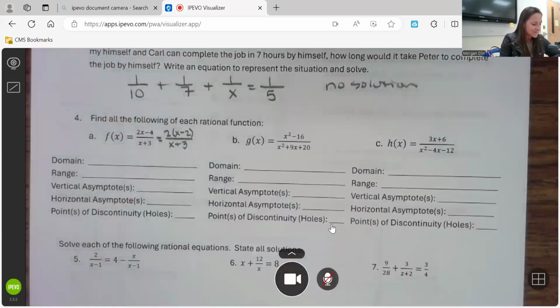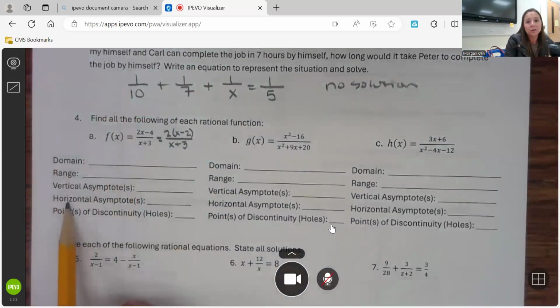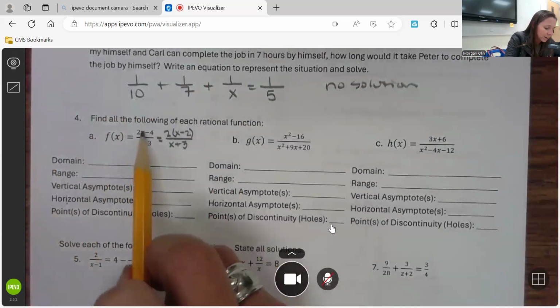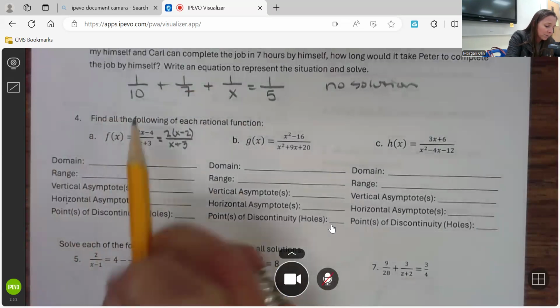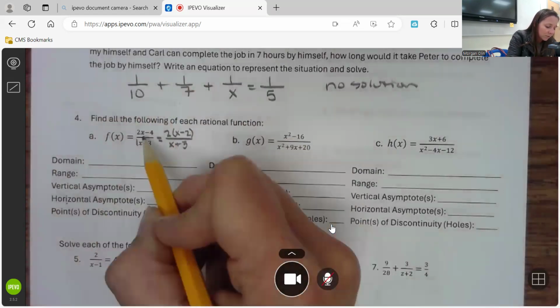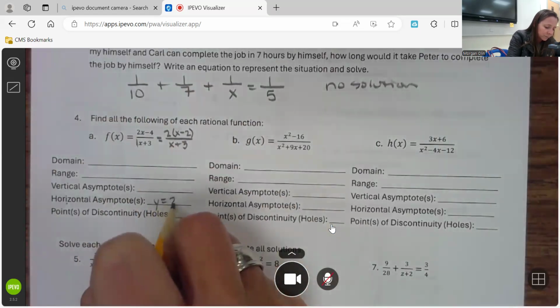All right, and I might not go in order here. First thing is horizontal asymptotes. You can look at the degree. The degree on top is 1, the degree on bottom is 1. And so therefore, when it's the same, we divide the leading coefficients. 2 divided by 1 is 2. Now put y equals 2.